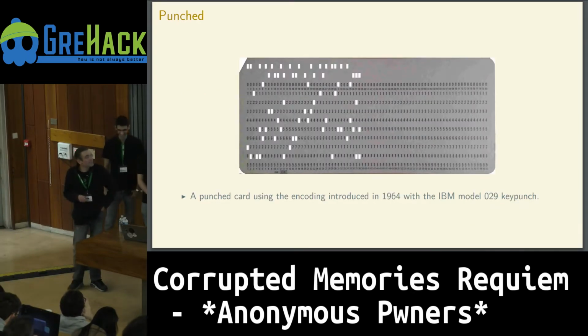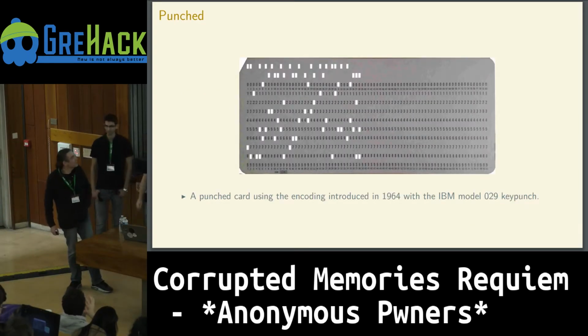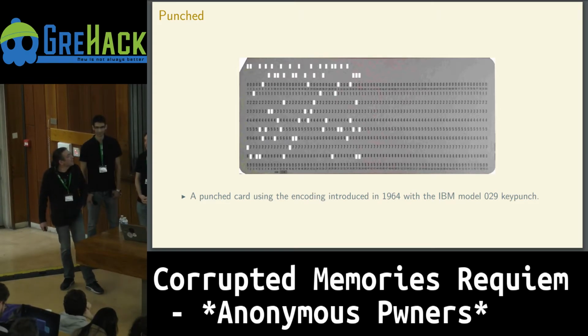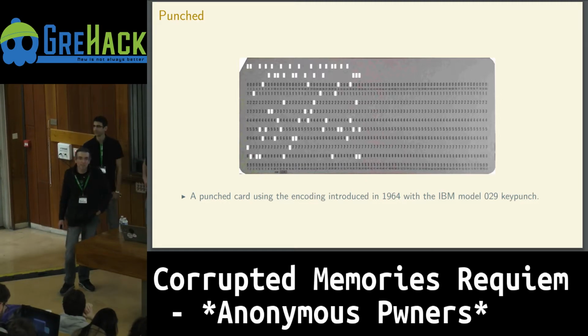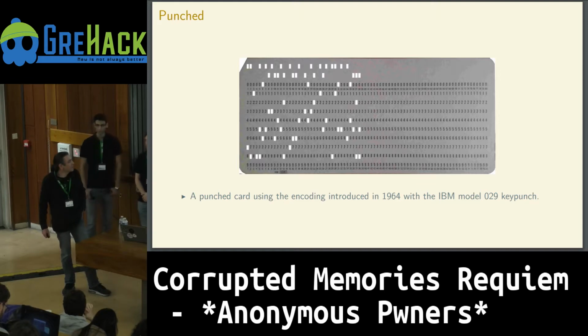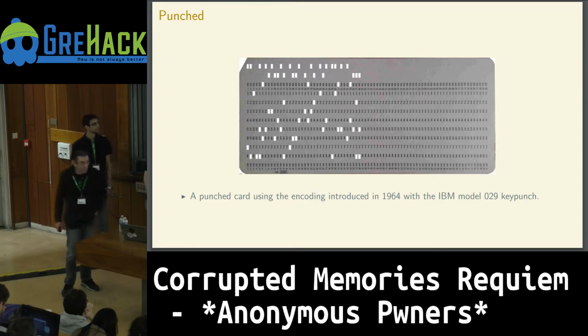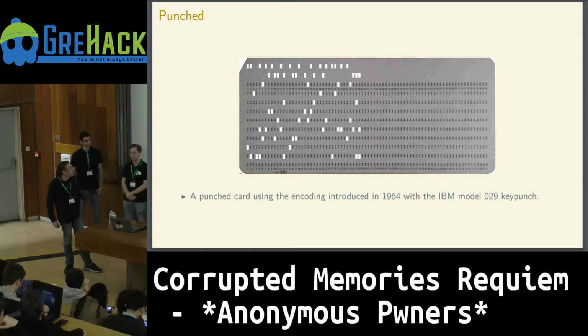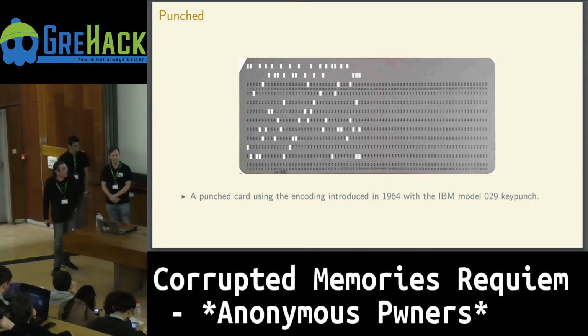Okay. The first challenge deals with a punch card encoding format. There is a hint in the subject of the challenge that gives us an indication of the kind of hardware that could be used to generate such an example. It could be an IBM model 29K punch. So this is a hardware device. It was a very popular model.